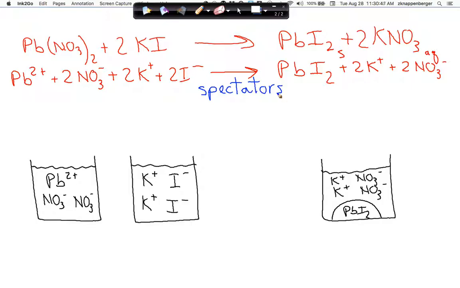So is lead a spectator? No, it did chemistry. Is nitrate a spectator? Gone. Cross it off from both sides. Is potassium a spectator, or did it do chemistry? Spectator. So we're going to cross that out. What about the iodide? Did it do chemistry? Yeah. Now guys, check this out. Ready for a deep thought? Look carefully at the spectators.